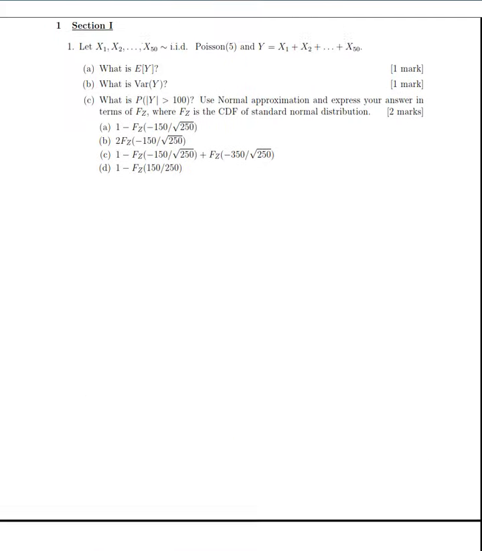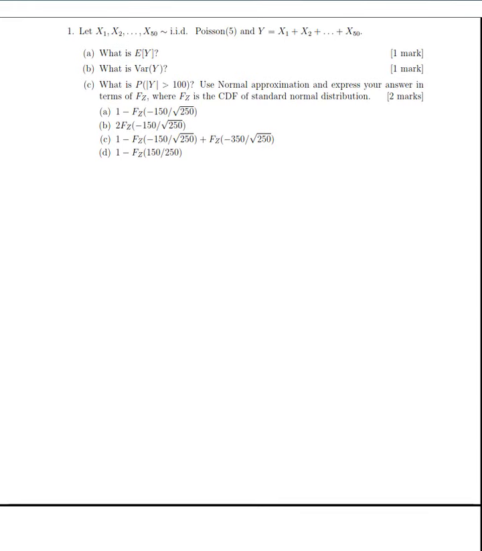Let's look at the third part. It says here you have to find the probability that mod of y is greater than 100. We have to use the normal approximation and express your answer in terms of the standard normal CDF. Now this, mod of y greater than 100, can be written as probability y greater than 100 plus probability y less than minus 100. We know that y is a random variable that is defined as x1 plus x2 plus up to x50, whose expected value is 250 and variance also is 250.